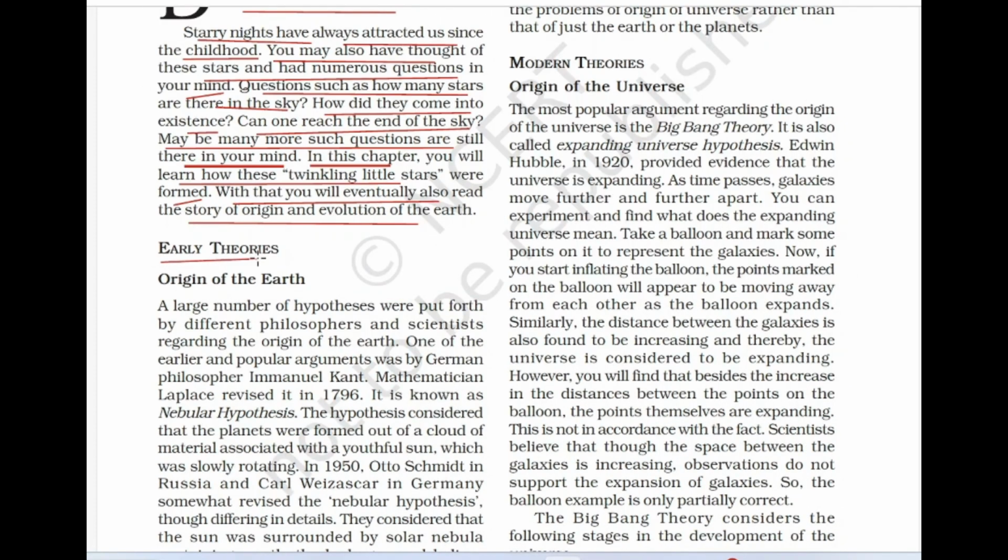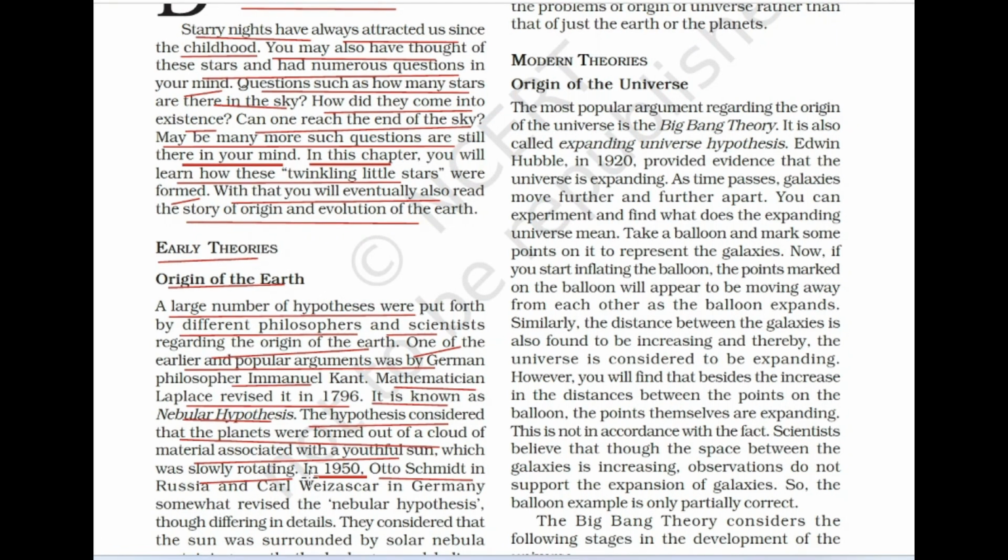So, early theories about the origin of the earth: a large number of hypotheses were put forth by different philosophers and scientists regarding the origin of the earth. One of the earlier and popular arguments was by German philosopher Immanuel Kant. Mathematician Laplace revised it in 1796. It is also known as the nebular hypothesis. The hypothesis considered that the planets were formed out of the cloud of material associated with the youthful sun, which was slowly rotating. In 1950, Otto Schmidt in Russia and Carl Weizsäcker in Germany somewhat revised the nebular hypothesis.